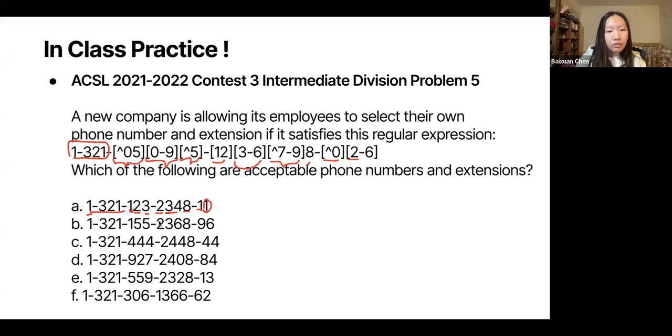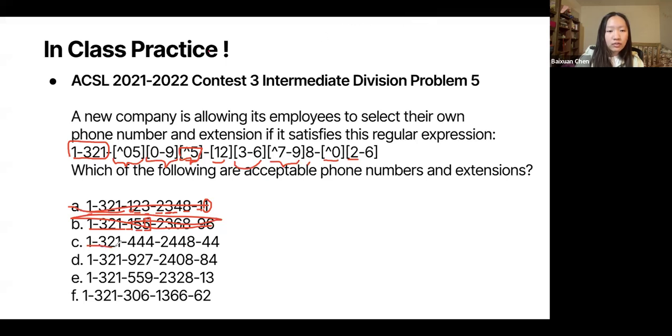Next, we have 1, 3, 2, 1, which works, and we have something that's not 0 or 5, which works, any digit, and then we have a 5, but it specifically asks for something that's not 5, so B will also fail. We don't need to check the rest of the expression because once part of it fails, the entire expression fails.